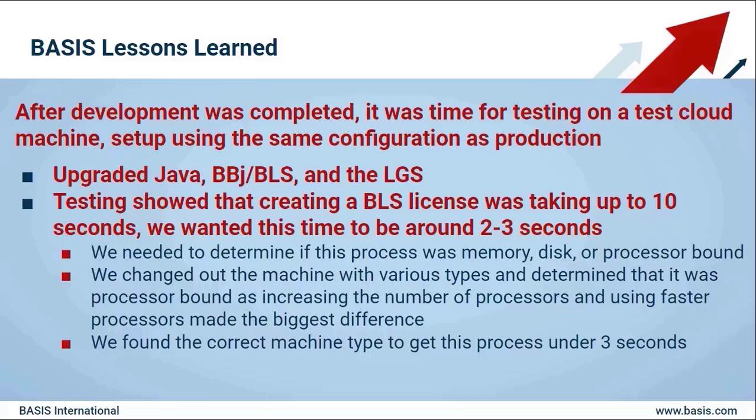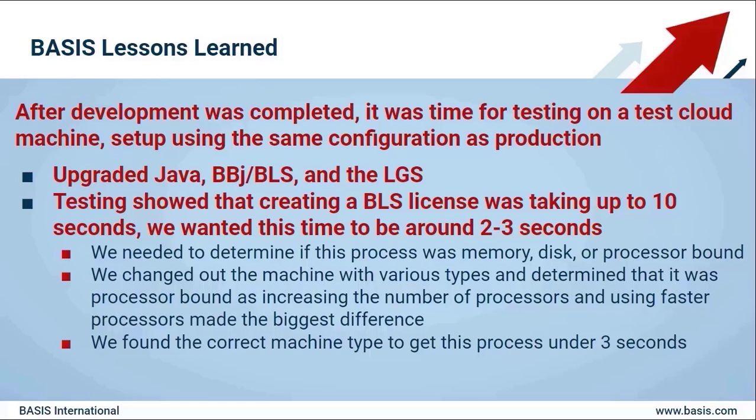And again, what do we need to do? We upgraded Java, we upgraded BBJ and BLS to the 22 latest release candidate, and the license generation system. Testing showed that a BLS license was taking up to 10 seconds, and we wanted this time to be around 2 to 3. And why is that?